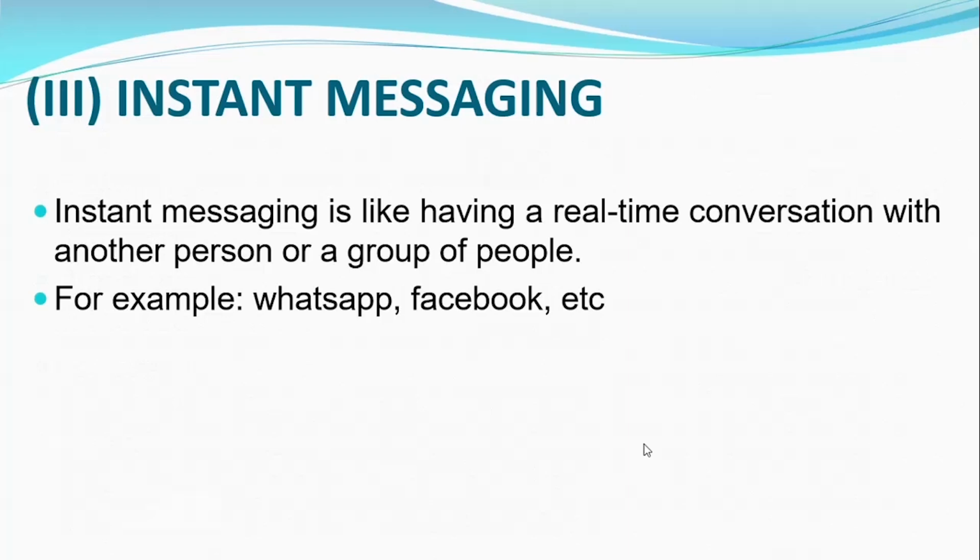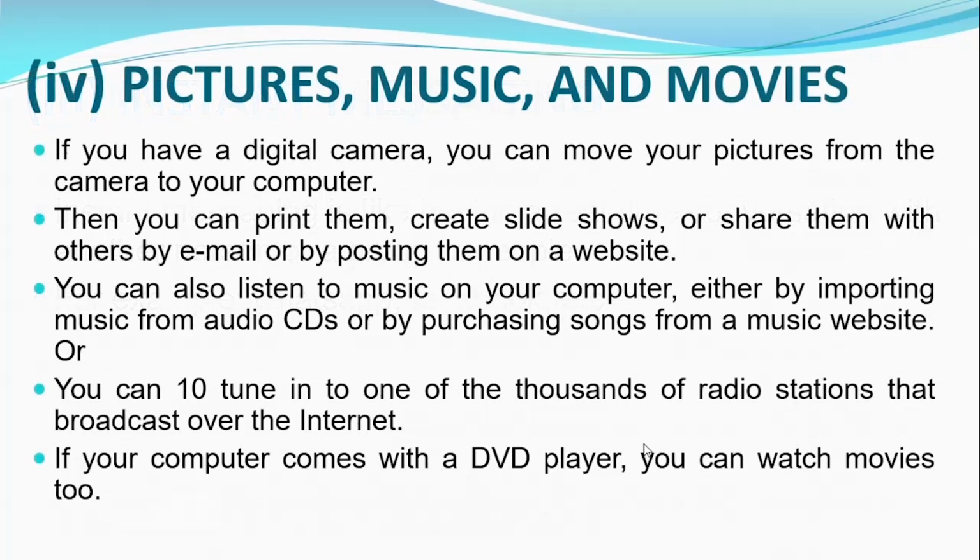4. Pictures, music, and movies. If you have a digital camera, you can move your pictures from the camera to your computer. Then you can print them, create slideshows, or share them with others by email or by posting them on a website. You can also listen to music on your computer, either by importing music from audio CDs or by purchasing songs from a music website. Or, you can tune into one of the thousands of radio stations that broadcast over the Internet. If your computer comes with a DVD player, you can watch movies too.